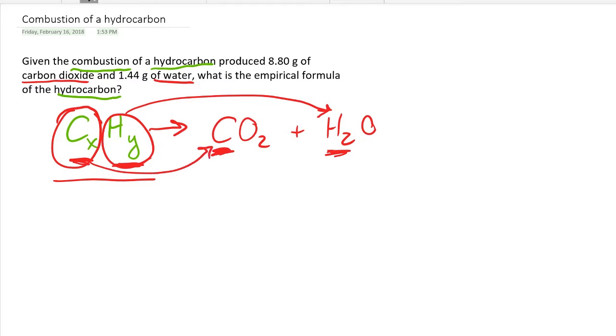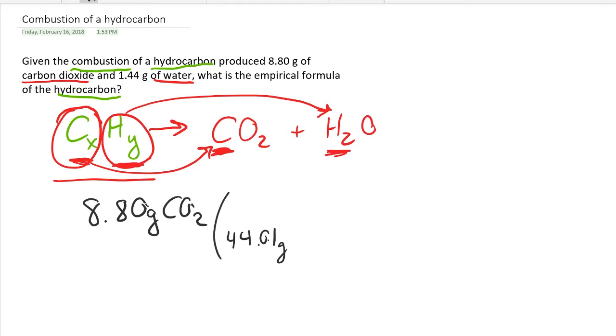We can use that to our advantage because now we can say, well, we had 8.80 grams of carbon dioxide. That helps us because we know the molar mass of carbon dioxide, which we can calculate from our periodic table. The molar mass tells us there's 44.01 grams of carbon dioxide for every 1 mole of carbon dioxide. So now when we cancel out units, grams of carbon dioxide cancel.